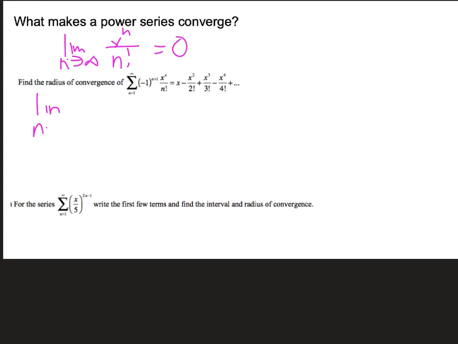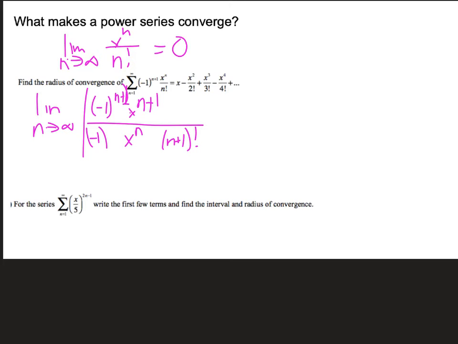So the limit as n goes to infinity of the absolute value of negative 1 to the n plus 2, that's a 2, x to the n plus 1 over n plus 1 factorial, over x to the n over negative 1 to the n over, so flip it, n factorial. Make sure you understand the algebra there. If you don't understand the algebra there, write it down as a big fraction and then give it the old flippy flop and figure out what's going on there. The negative ones don't matter because of the absolute value.